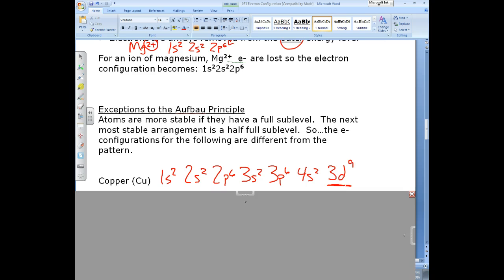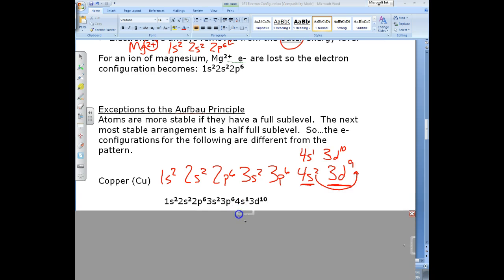So what's going to happen is one of these electrons here that are in the 4th energy level is going to drop back and go to the 3rd energy level. And so what you're going to end up with, instead of 4s2, 3d9 at the end, is 4s1, 3d10, because it's more stable this way. So copper's electron configuration actually looks like this, where you have that 4s1, 3d10.